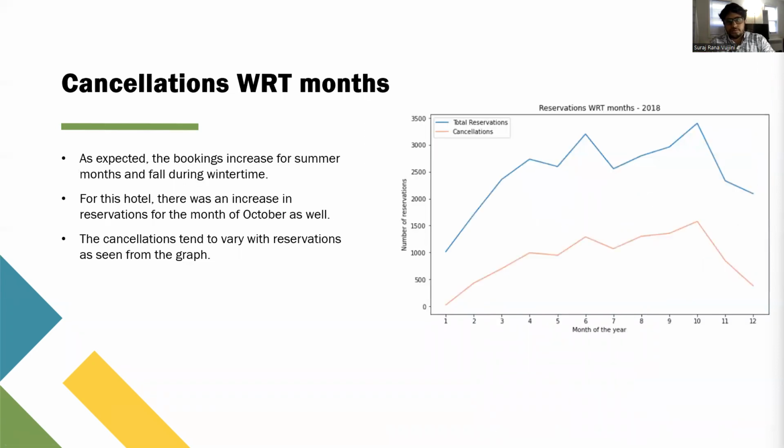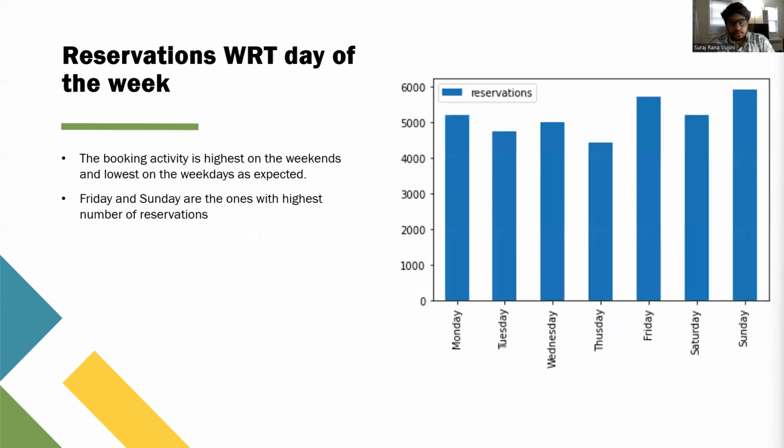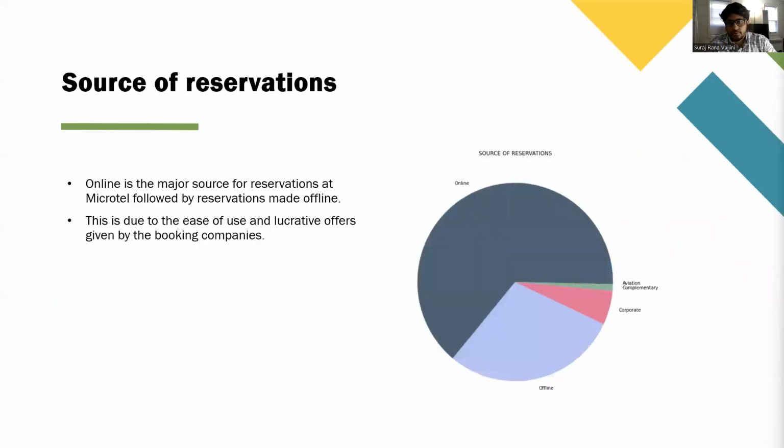Now we can see reservations with respect to months. We can see that the reservations are high during summer months, but for this hotel, the reservations are higher during the month of October. I don't know the specific reason for this. Let's continue. With respect to the week, we can see that weekends have the highest number of reservations. With respect to sources, we can see online has the highest number of reservations, followed by offline and corporate.